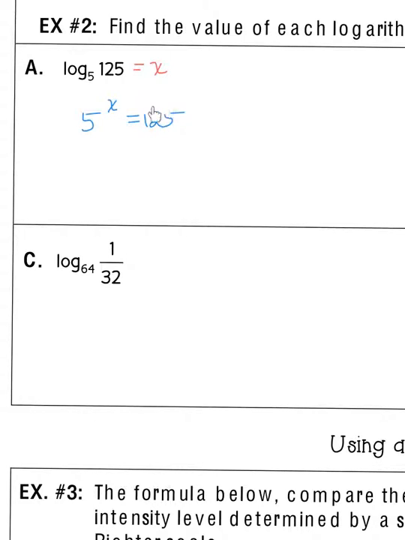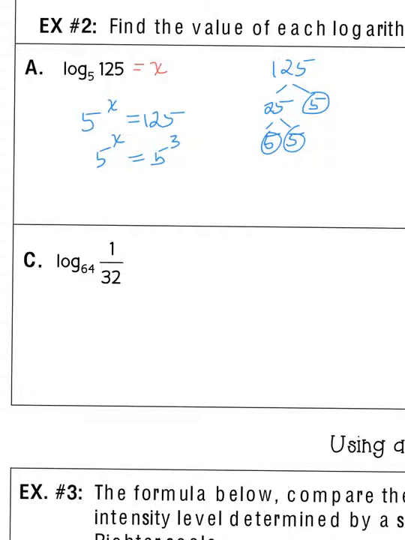My whole goal is to get this 125 as a base of 5. If you prime factor 125, I get 25 times 5, and then 25 is 5 times 5. Isn't it made up of 3 5s? So I can replace 125 with 5 to the third. And then on the left side, I have 5 to the x.